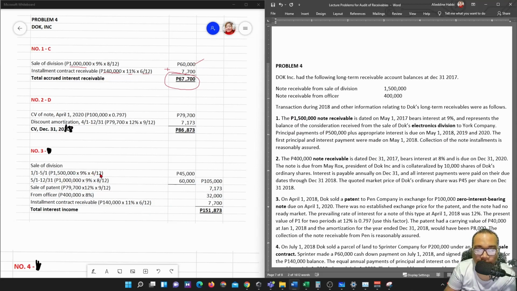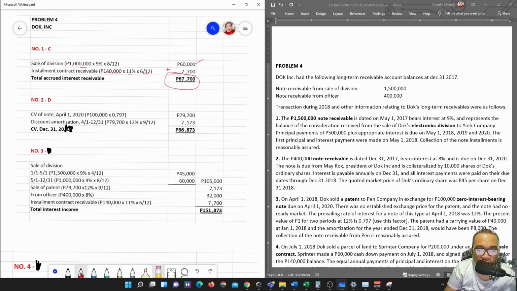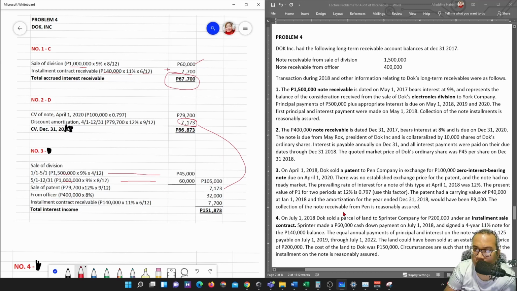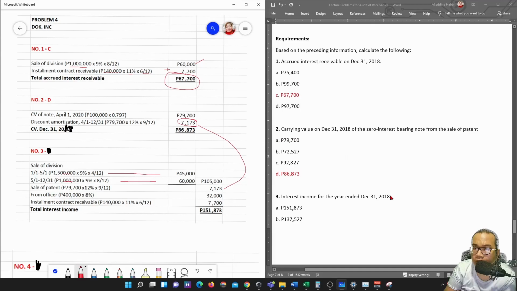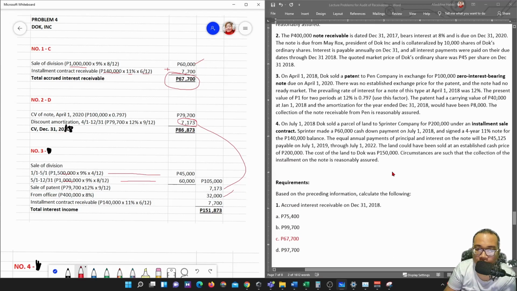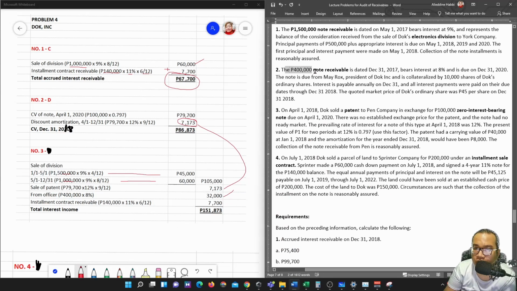Hence, ganito yun: 1.5 million times 9% times 4/12. Yung nagkaroon ng bayaran na natira 1 million na lang, so 1 million times 9% times 8/12. So, yun. Ang next is the sale of the patent. Dito lang yan, yung interest niya. And next is from the officer, yung 400,000 times 8%. Dito yan siya. Saan yung officer? Yun, tapos 8%.